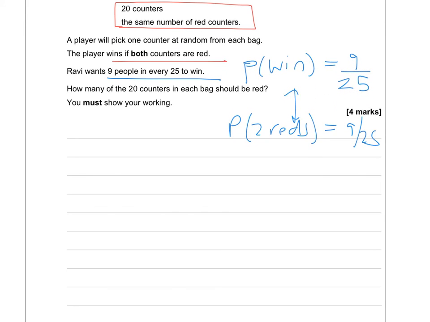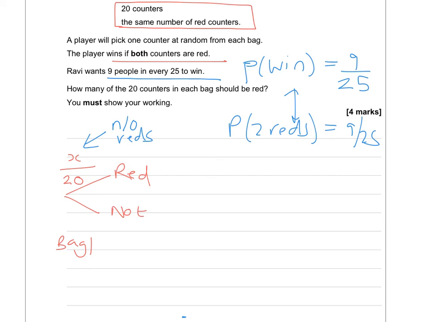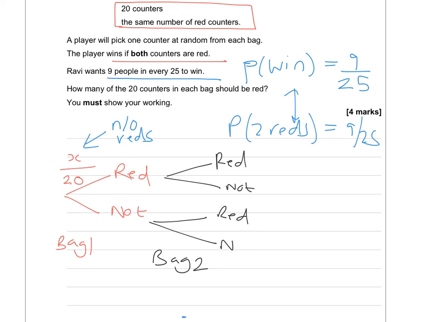So we have to imagine this on a tree diagram where we've got bag 1 and the counters can be red or not red. And the probability of getting a red counter is x over 20 because there are 20 counters in the bag and x is the number of reds. We then think about bag number 2. Bag number 2 is completely independent of bag number 1. The counters can either be red or not. And the probability of getting a red counter is still x over 20 because it's a completely new bag.